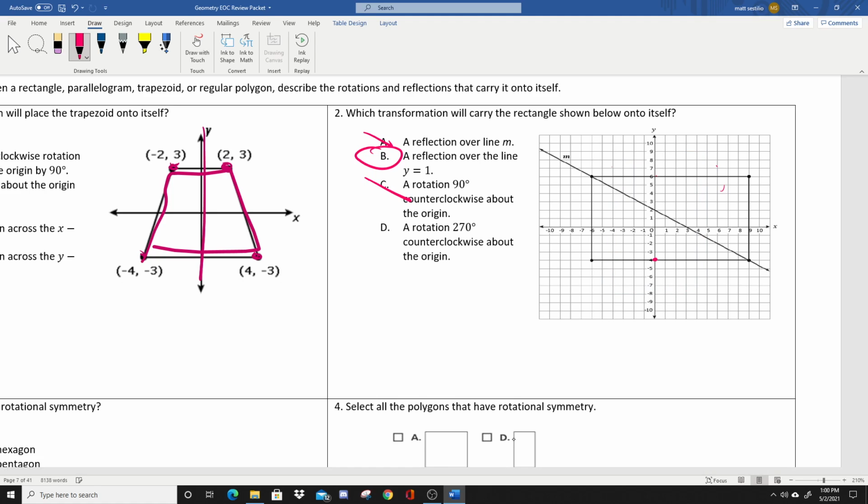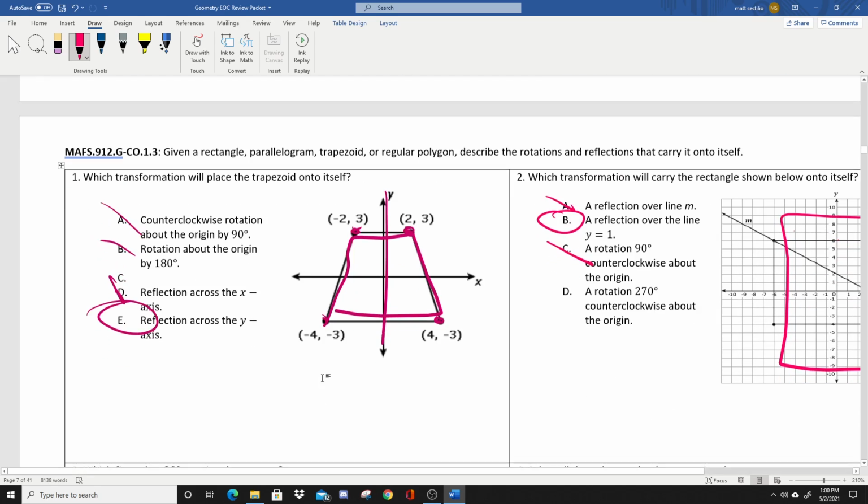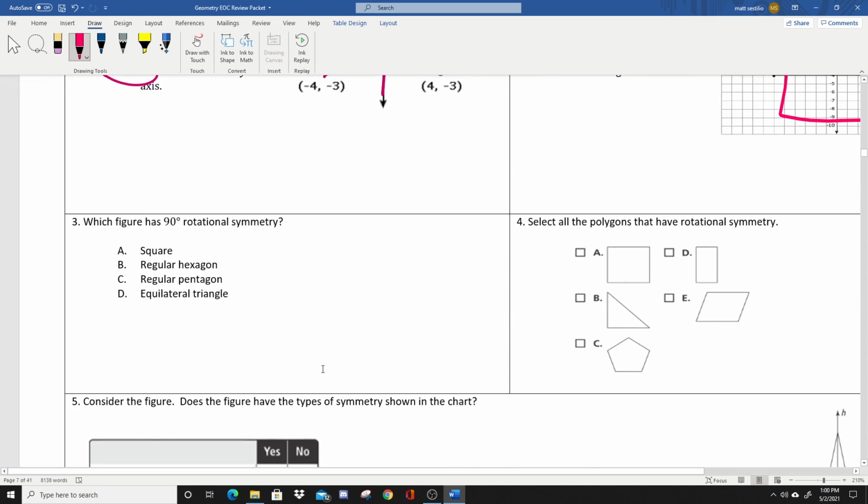Rotation of 270, well, this one would go 1, 2, 3 all the way over here. And I think the same situation happens. You can check yourself, but you'd end up with it being more upright rather than left and right. So your answer is B for that one.